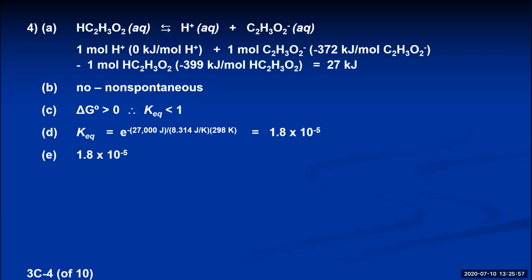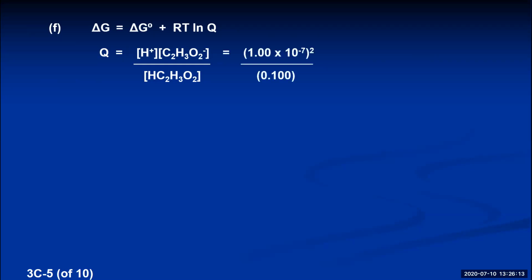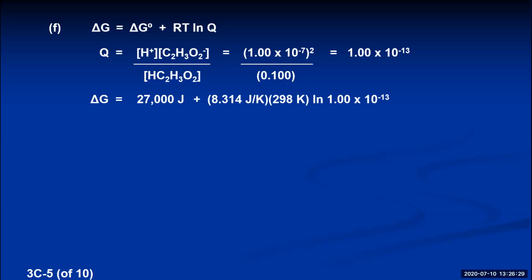calculate delta G for this reaction at 298. So now that we have non-standard conditions, we need to calculate Q so we can add RT log of Q to the delta G naught that we calculated earlier. The Q expression is products over reactants, and if we plug the 3 molarities into the Q expression that we're given in the problem, we calculate a Q value of 1.00 times 10 to the minus 13th. So the delta G of this reaction now under these conditions will be our delta G naught value, 27,000 joules, plus RT multiplied by the natural log of 1.00 times 10 to the minus 13th, and that comes out negative 47,000 joules.